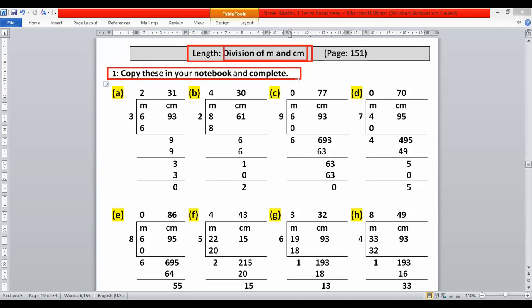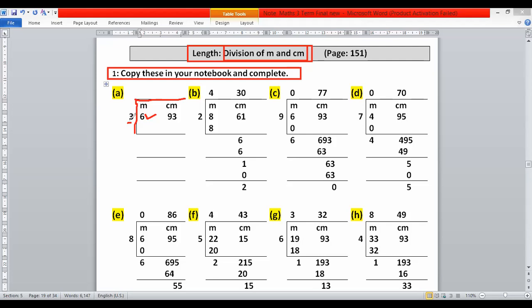The first one is 6 meter and 93 centimeter divided by 3. Dear students, this is the symbol of division. Here meters and centimeters are given at the same time, so we have to divide 6 meter and 93 centimeter by 3. First of all, we will divide meters by 3. First we divide 6 by 3.